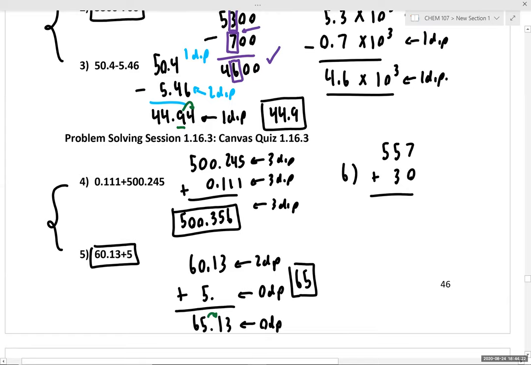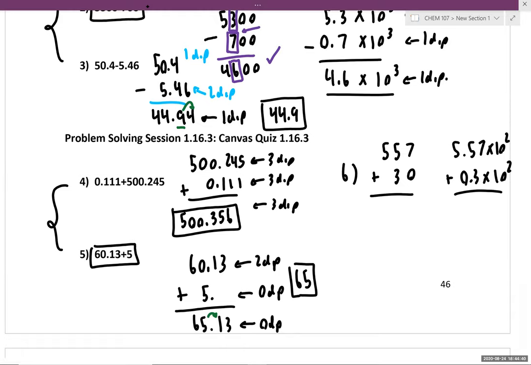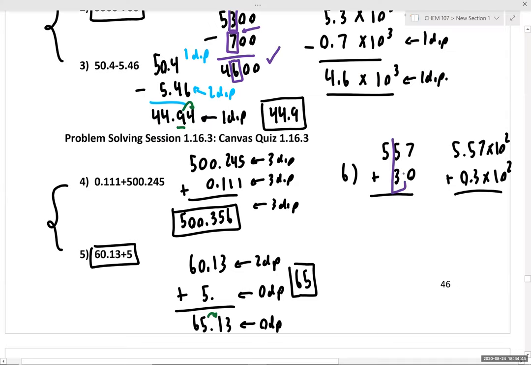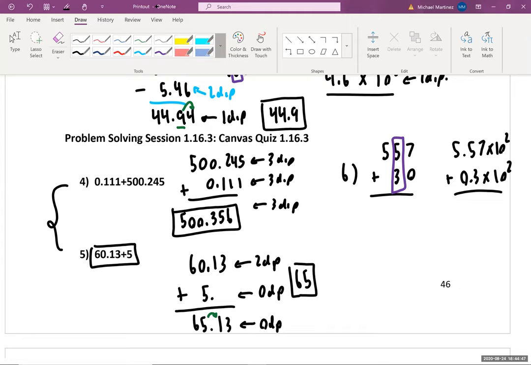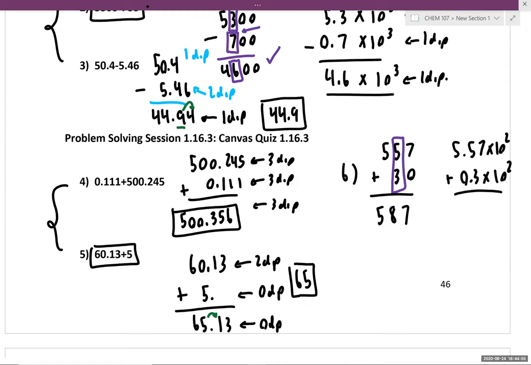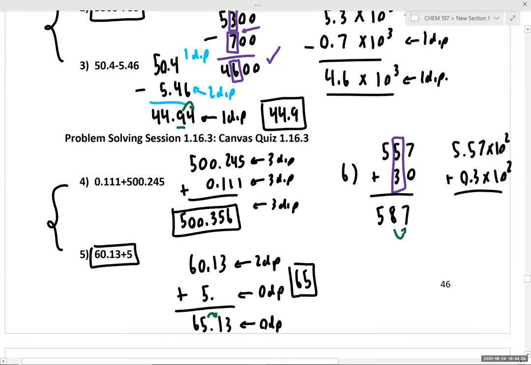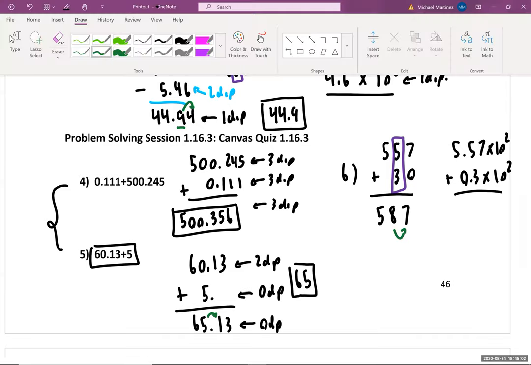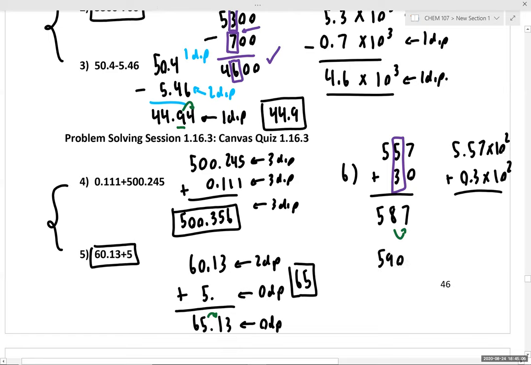Finally, 557 plus 30. We can also write these in scientific notation or base 10 notation as 5.57 times 10 to the second, plus 0.3 times 10 to the second. In both cases, we can clearly see that the tens place contains our last reported significant digit for 30. So we need to round to the tens place. So we get 587. If we're rounding to the tens place, we look 1 space to the right, and that in turn gives us 590.